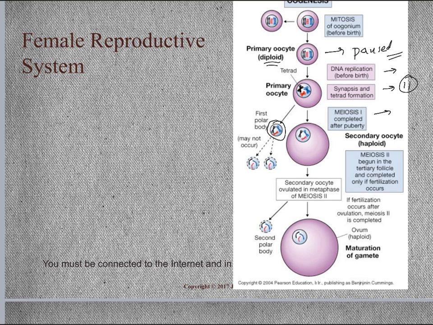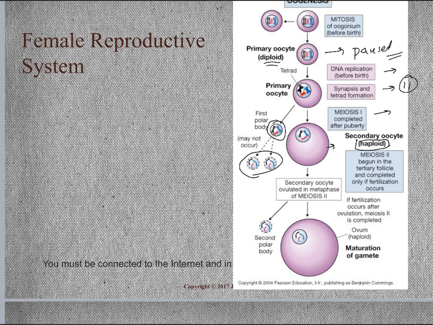It will get kicked out, and it may or may not undergo a second stage of meiosis, but either way, it will be degraded and digested and removed, allowing for the best product to persist. Now, this is called our secondary oocyte. Realize that we have now become haploid. So our tetrad formation formed at our primary oocyte, we undergo meiosis, we have our crossing over, and that gives rise to a haploid cell. Meiosis 2 begins in the tertiary follicle and is completed only if fertilization occurs.